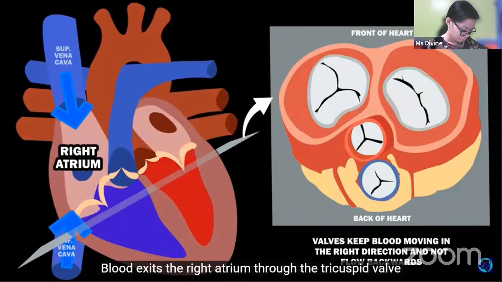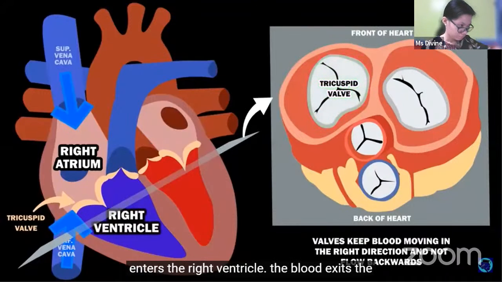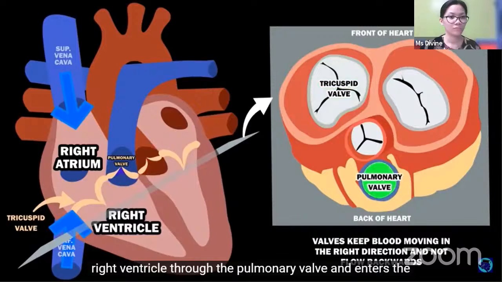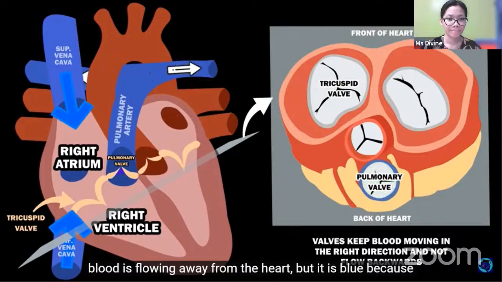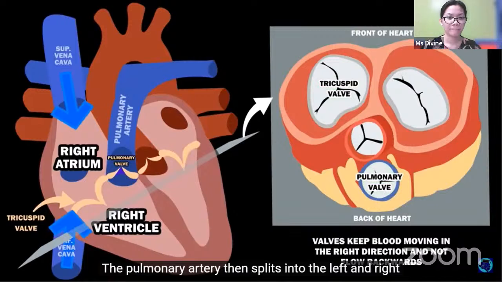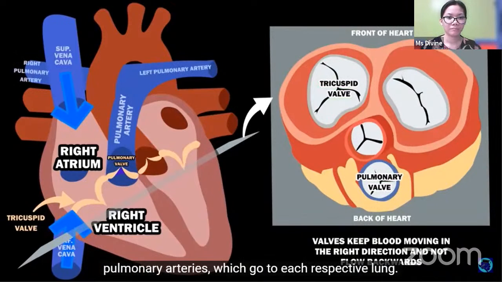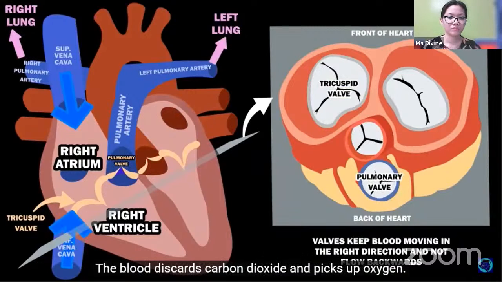Blood exits the right atrium through the tricuspid valve, so called because it has 3 flaps, and enters the right ventricle. The blood exits the right ventricle through the pulmonary valve and enters the pulmonary artery. Again, it is an artery because blood is flowing away from the heart, but it is blue because it lacks oxygen. The pulmonary artery then splits into the left and right pulmonary arteries, which go to each respective lung. In the lungs, gas exchange occurs. The blood discards carbon dioxide and picks up oxygen.